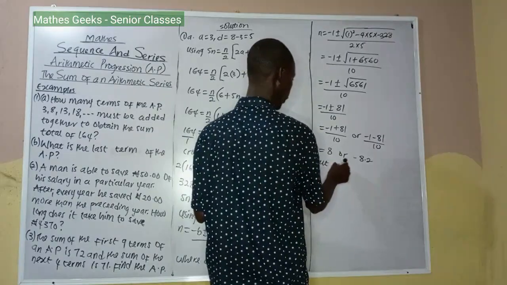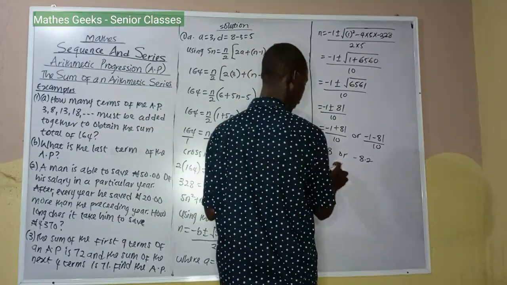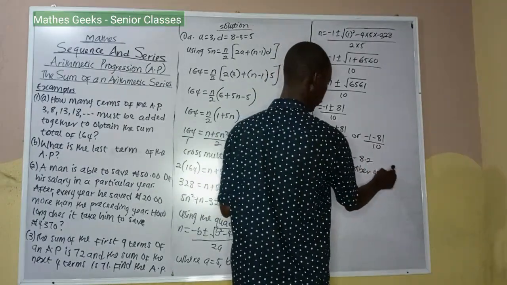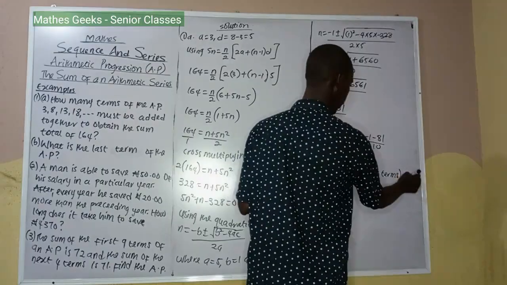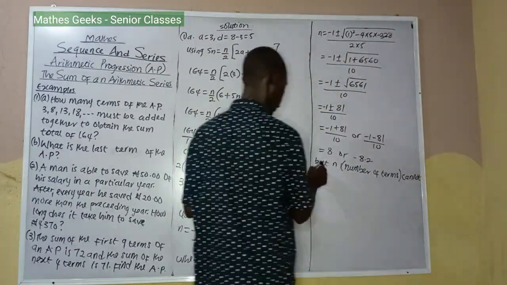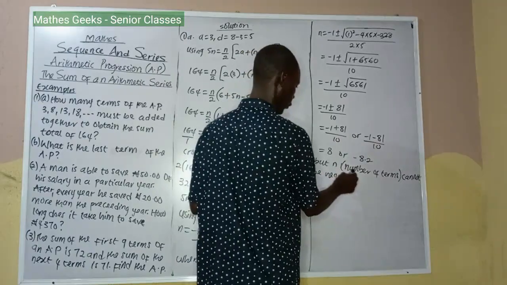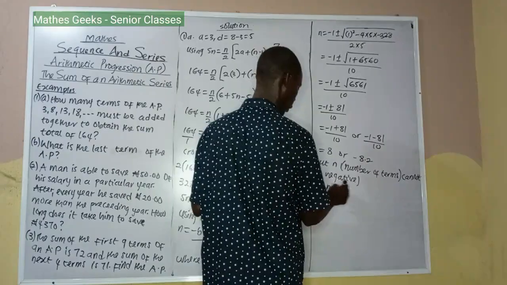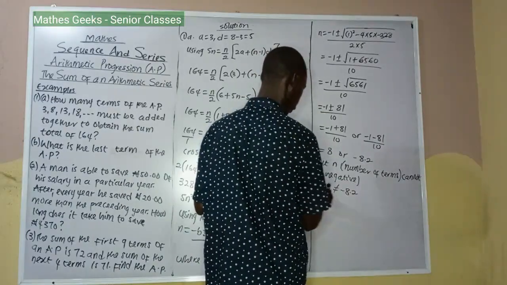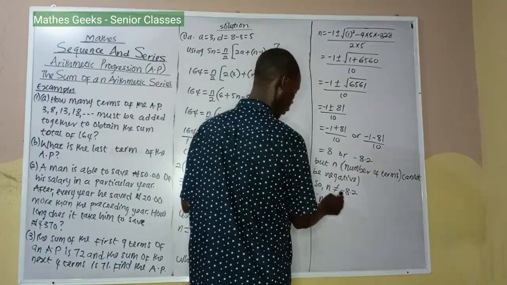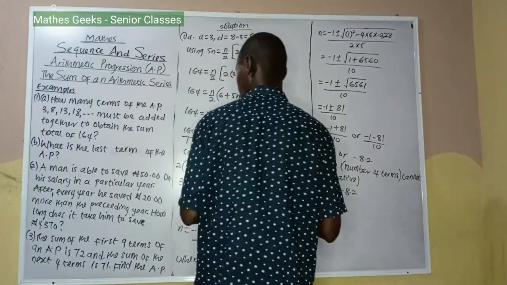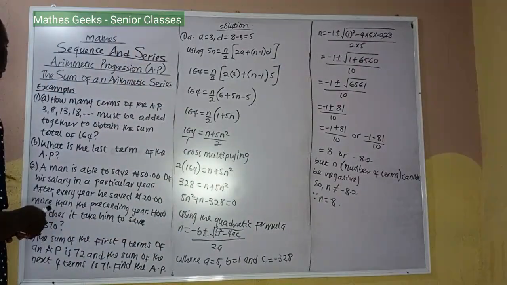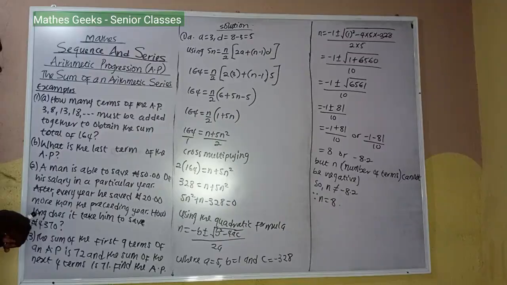But n, which is the number of terms, cannot be negative. So n cannot be minus 8.2. Therefore, n is equal to 8. So there are 8 terms that must be added together to obtain the sum total of 164.